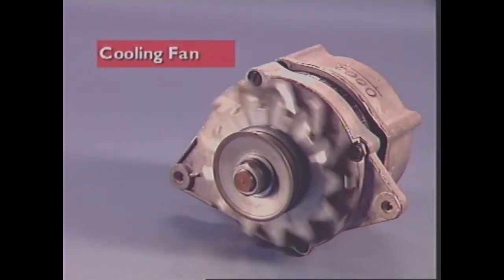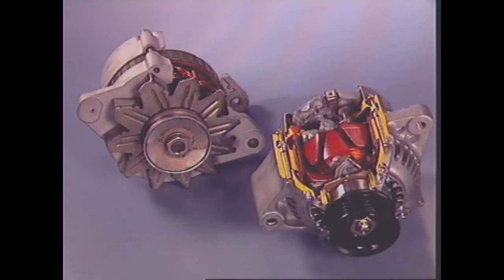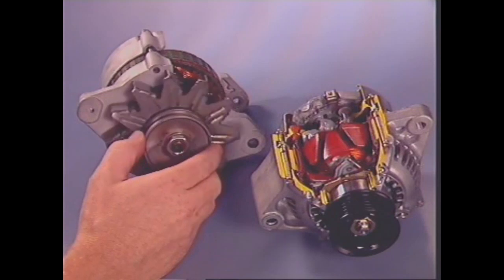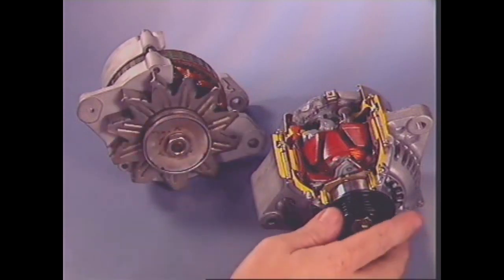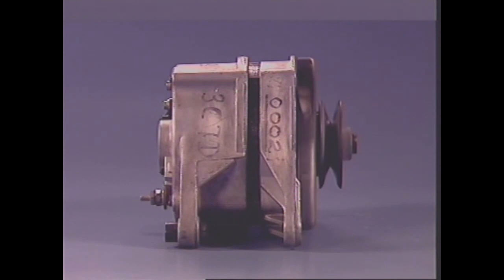This section examines the alternator's cooling fan. This fan is a powerful centrifugal type. It is mounted on the rotor shaft and may be an integral part of the drive pulley or part of the rotor. It is essential to maintain a cooling stream of air over the diodes and stator.